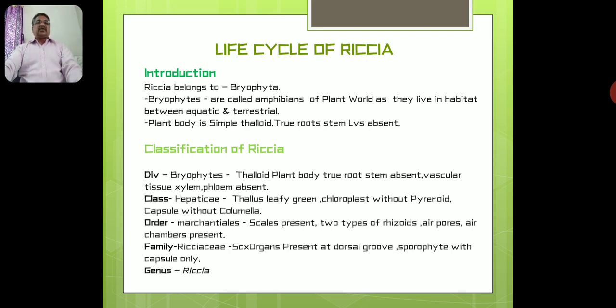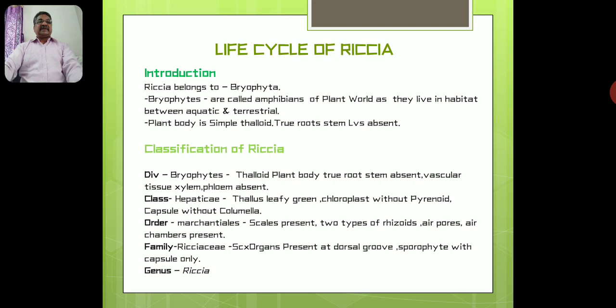Riccia belongs to division Bryophyta. Why is it classified into bryophytes? Because it has a thalloid plant body, that is a simple plant body, with no true root or stem. Then vascular tissue, you might be knowing, that is xylem and phloem, the water and fluid conducting tissue, we call it a vascular tissue. And this vascular tissue is totally absent in this group Bryophyta. So we have classified Riccia in bryophytes because it has these characteristics.